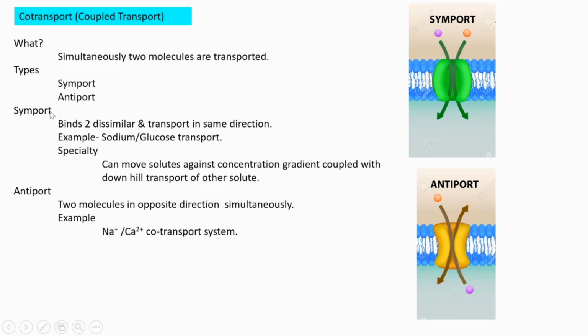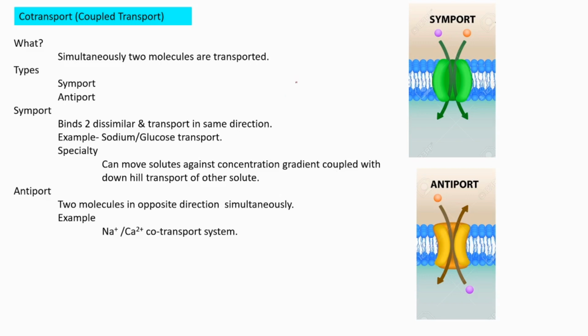Symport, what is symport? Symport means it binds two dissimilar molecules and transports them in the same direction. That is important. Same direction. Example is sodium glucose transport. Both are transporting in the same direction. And what is the specialty of symport? The specialty is that it can move solutes even against the concentration gradient. How does it happen? Do you understand that? I will show you.